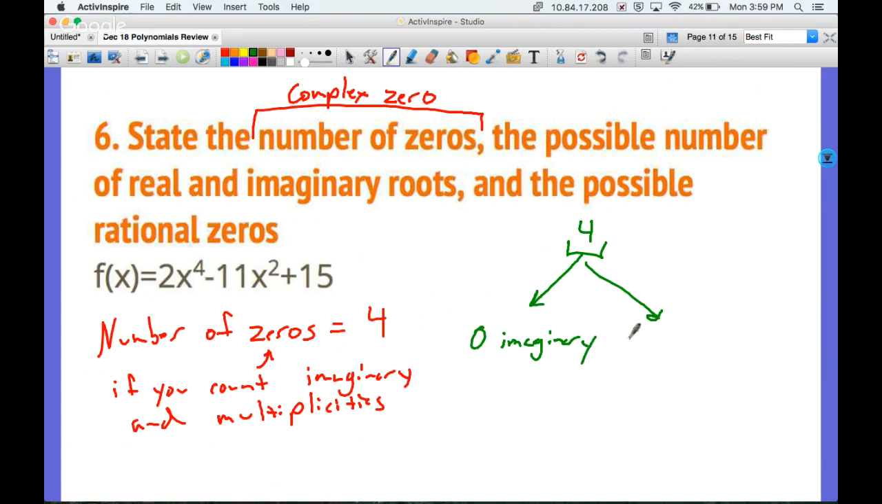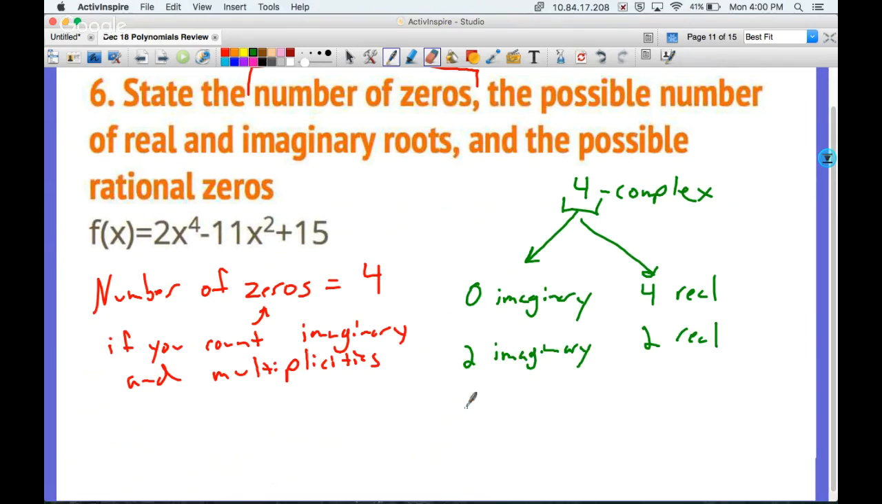All right, so if I have 0 imaginary, then I must have 4 real to complete the 4 complex that I know I have. Now, I can't just have 1 imaginary. That does not work because they always come in pairs. My next option is 2 imaginary, which would leave space for 2 real. And then my last option is 4 imaginary, which leaves space for 0 real roots.